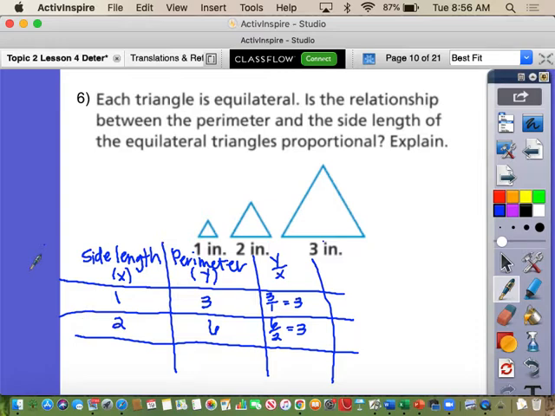And then my third triangle, what are my side lengths? 3. So therefore my perimeter would be? 9. And then I'm going to do perimeter over side length, so 9 over 3. 3. So yeah, the perimeter is proportional to the side length. So we would just say all unit rates equal 3.